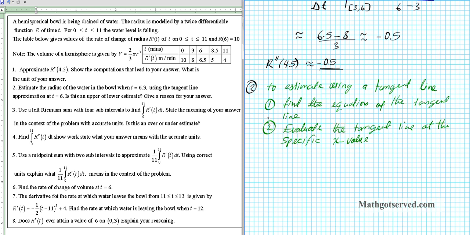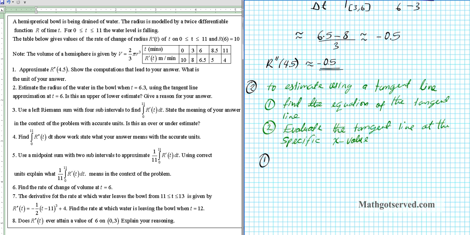Now, do you know what this process is? This is linearization. That's exactly what it is. So we're using the linearization of the curve to estimate what the output is at 6.3. All right, so the first thing we want to do, part 1, is find the equation of the tangent line.